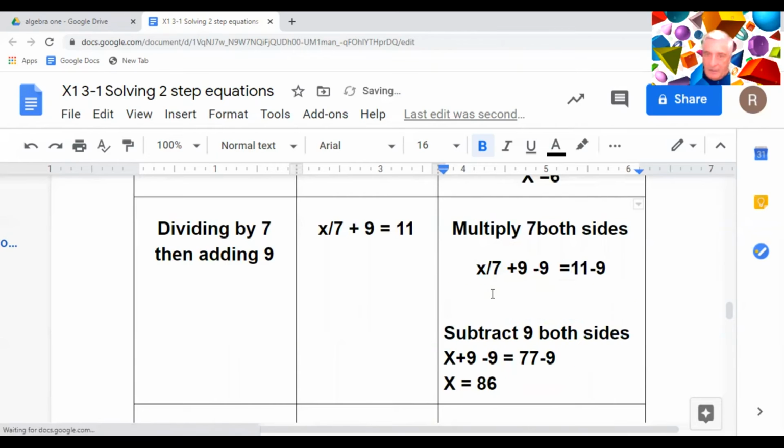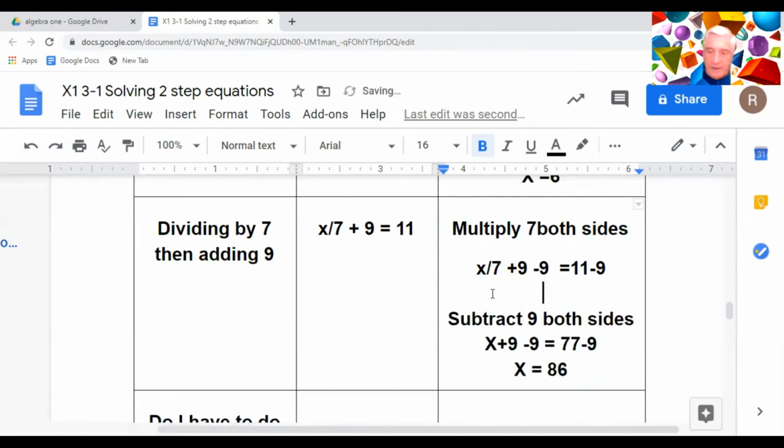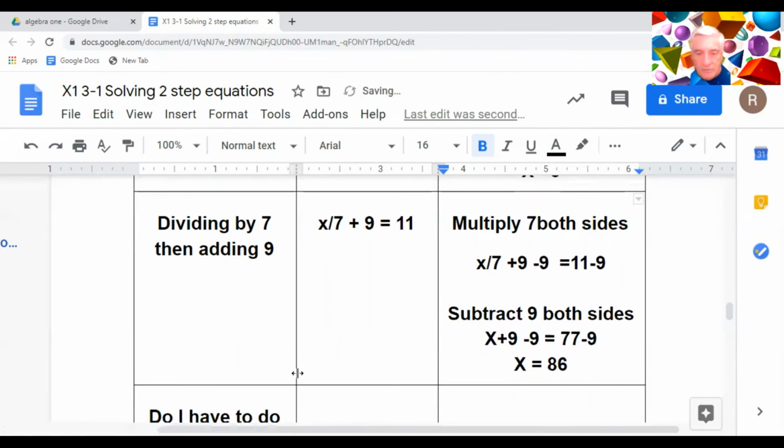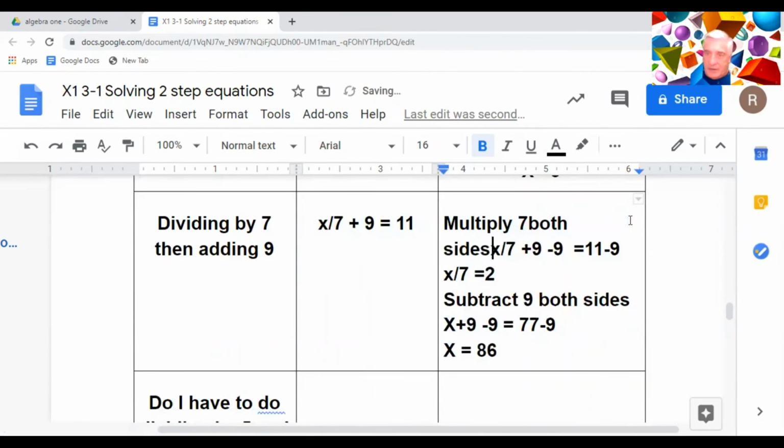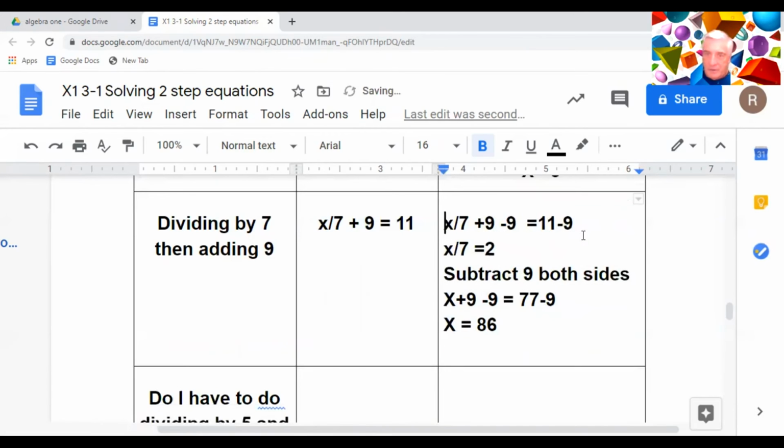So what do we get now? We got x divided by 7 is equal to 2. Now, why did we have to subtract 9 before we multiply by 7? You can't do it that way, right? I just wanted to see if you were trying to take off your socks without taking off your shoes. We can't do it that way.